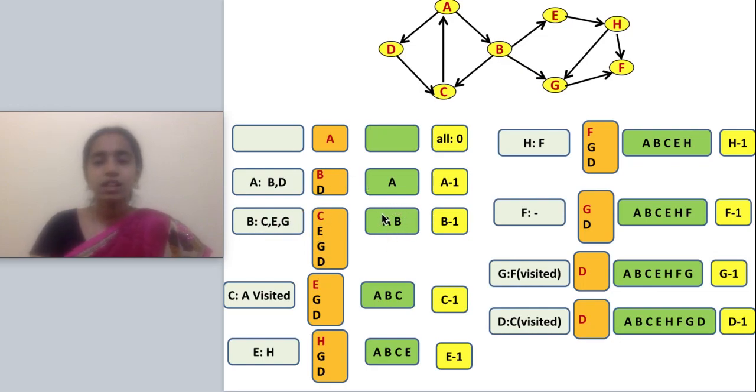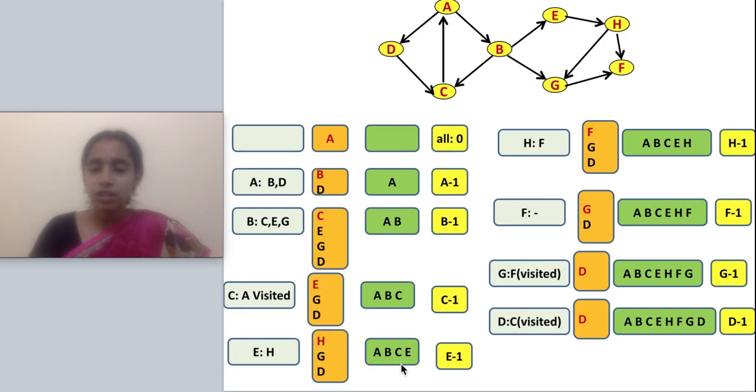Now the topmost element is C. It has only one neighbor, A, and A is already visited, so I can just pop out C. Now the topmost element is E. I am checking the neighbors of E. The neighbor of E is H, which is not visited yet, so I am pushing H inside the stack and popping out E.